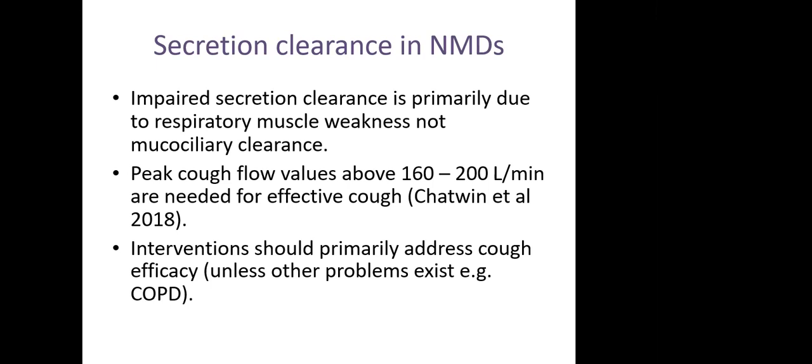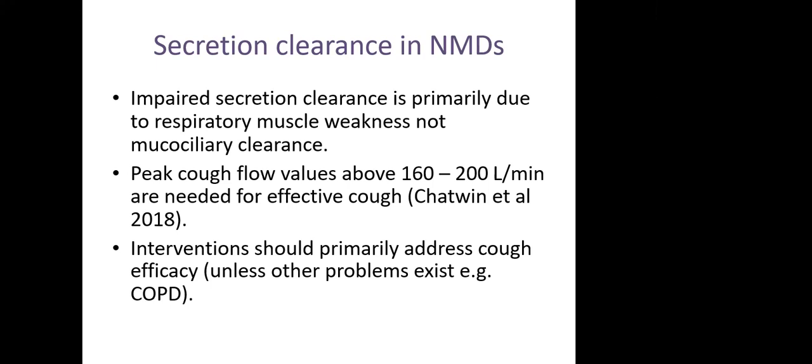Some of the key things to think about is that when we're thinking about secretion clearance, usually in a neuromuscular disorder or a neuro patient like a GBS patient, the reason for having difficulty clearing secretions is really because the respiratory muscles are weak, not that there's an issue with mucociliary clearance.